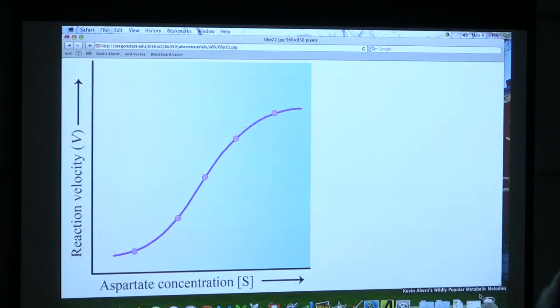Allosteric effects occur when a small molecule binds to an enzyme and affects its activity. A small molecule binds to an enzyme and affects its activity. This turns out to be really important because it's one of the ways in which cells can control an enzyme. There are other ways of controlling enzymes. This is one of them. Allosteric effects, or allosterism, same thing.